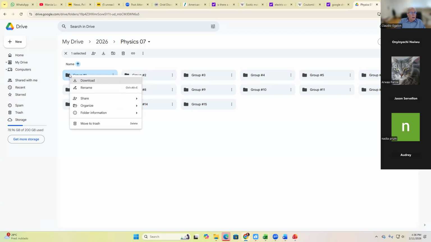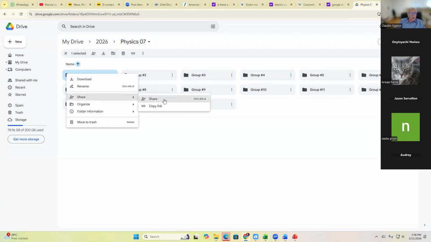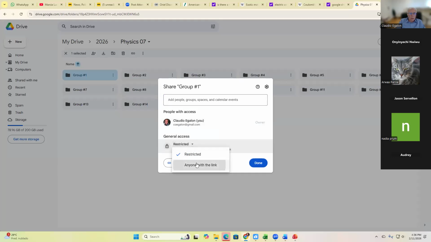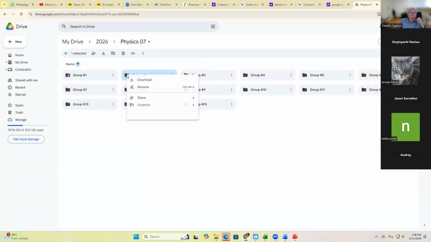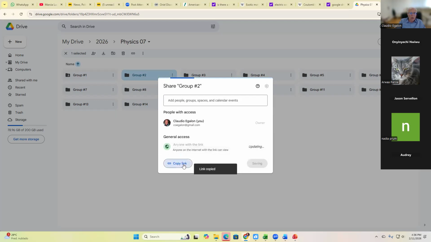And let's see, I'm going to share, copy the link. Restricted, anyone with the link, copy the link. I will copy the link and very soon I will send the link to you, okay? Share. Copy the link. Anyone with the link, I copy the link. That's group number 2.